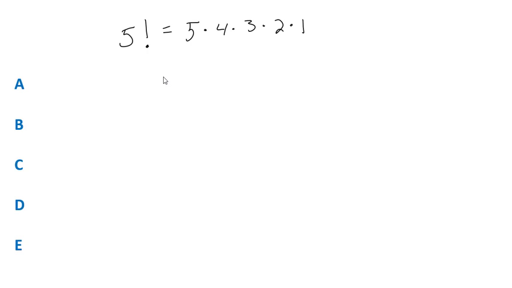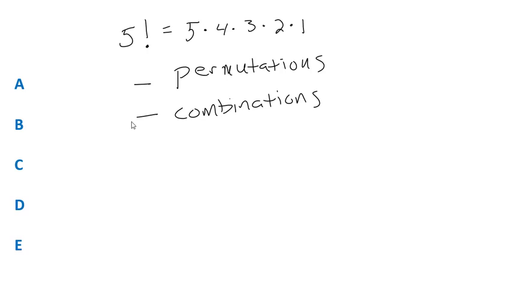And you need to know about factorials in order to master two subjects that are tested on the GMAT: permutations and combinations. Not tested heavily on the GMAT, but then again, if you master it, you have a little bit of an advantage over other people. So doing this question is a good chance to review what you need to know in order to tackle permutations and combinations.